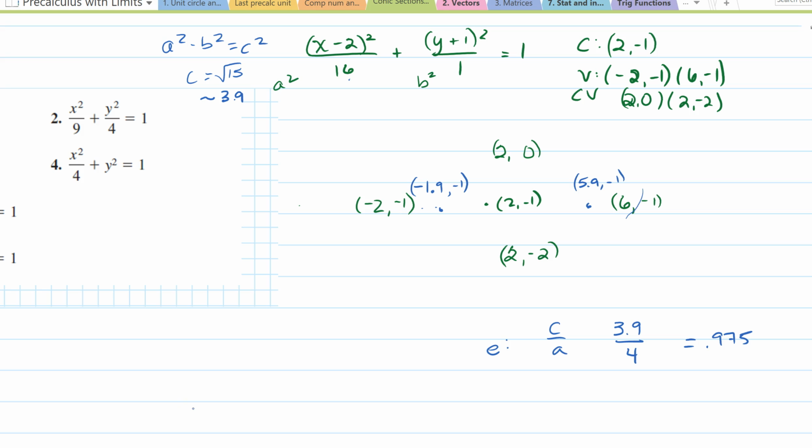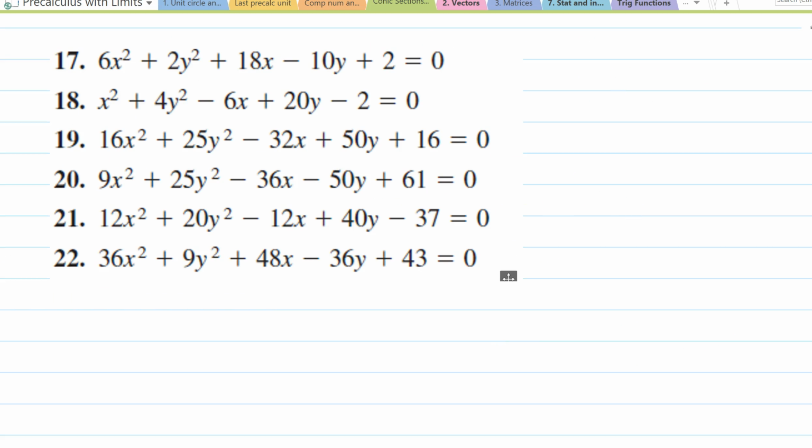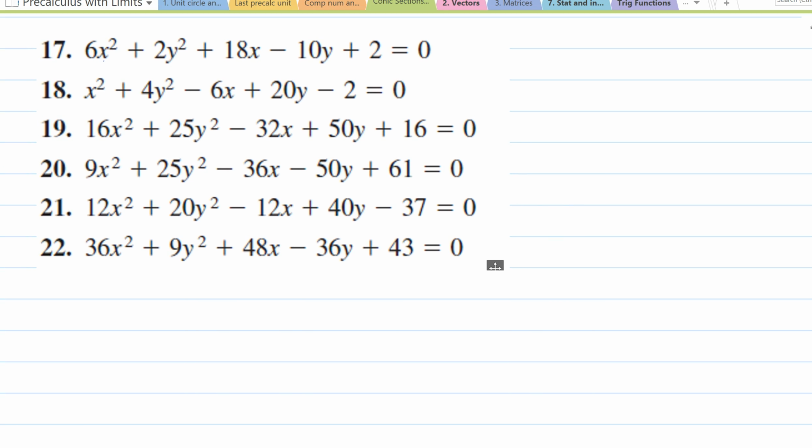So there's one example. Let me do another, please. Okay, however, this time, look at these equations. They're not in standard form. I know that they're ellipses because the x and the y are both positive, they're both squared, but they have different coefficients. But I'm going to have to do some work to get them compatible with the standard form. So I think I'll choose this one, number 17.